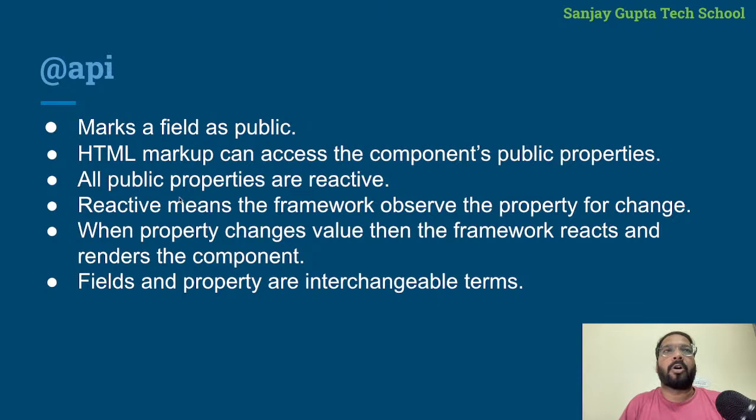Next, all public properties are reactive. Reactive means the framework observes the property for change. So when a property changes value, the framework reacts and renders the component, right? And field and property are interchangeable terms. Both are similar. Generally, if you are using any variable or field, it is a property in Lightning Web Component. Later we will see its example as well.